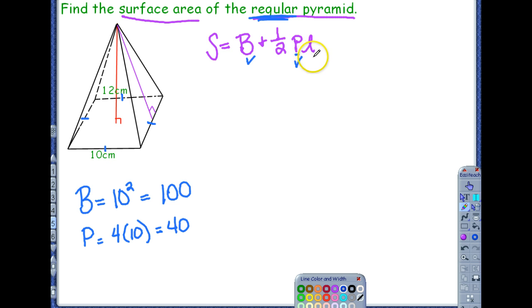Slant height. Do they give us the slant height? They give us the height, so no, they actually don't. But they do have it drawn in there for us. So I'm going to go ahead and make the little triangle that connects that, the right triangle. And what she drew in, that dashed line, that's the apothem. And that's the apothem of the base, exactly.